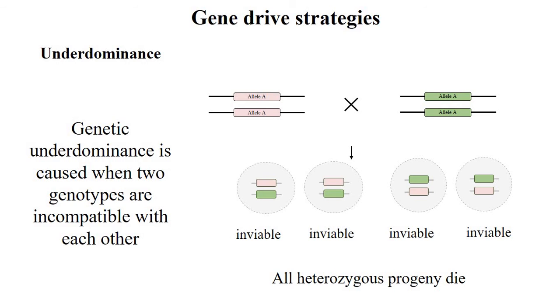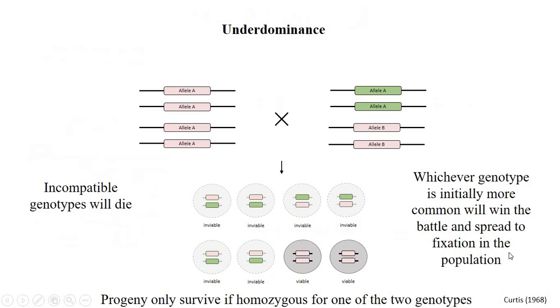Genetic underdominance is caused by two genotypes that are incompatible with each other. If there are genotypes within the populations, where one genotype has an allele and the other has another set of alleles, and they mate, all the offspring will be inviable. They need to have the same type of allele. So all of these are inviable. All heterozygous progeny will die.